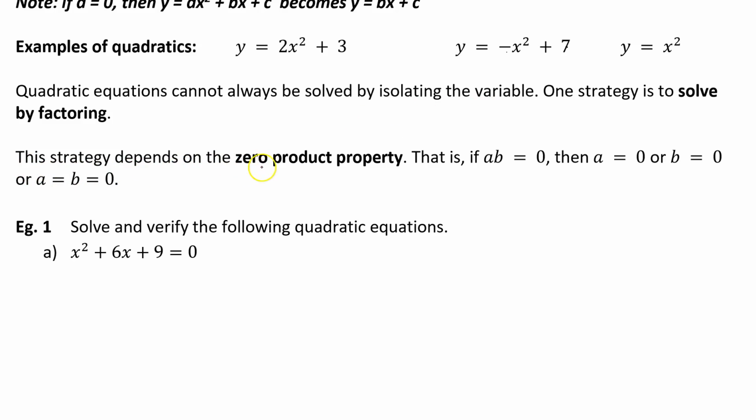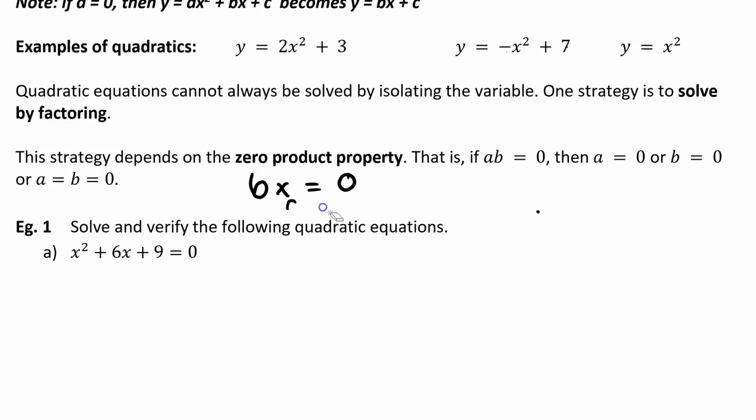So this strategy depends on the zero product property. That is, if a times b equals 0, then a equals 0, or b equals 0, or a equals b equals 0. So let me just show you something. If I said 6x equals 0, that means that x has to be 0. Because there's nothing other than 6 times 0 that will bring it to 0. So whenever one of the factors is 0, then the answer here is 0.